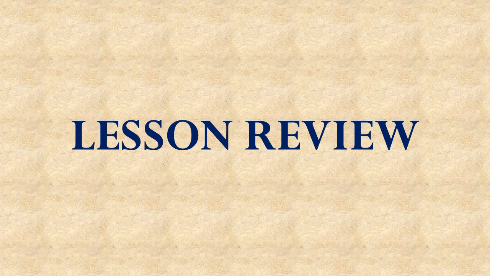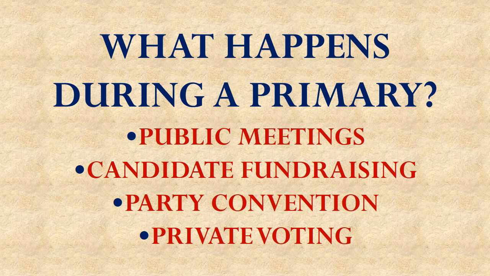So let's review what we learned in this lesson. What happens during a primary? Is a primary a public meeting? Or are candidates raising funds during a primary? Or is it a party convention? Or does private voting take place during a primary? During a primary, private voting happens. People go to polling places, they step into voting booths, and they vote without anyone being able to see who they voted for.